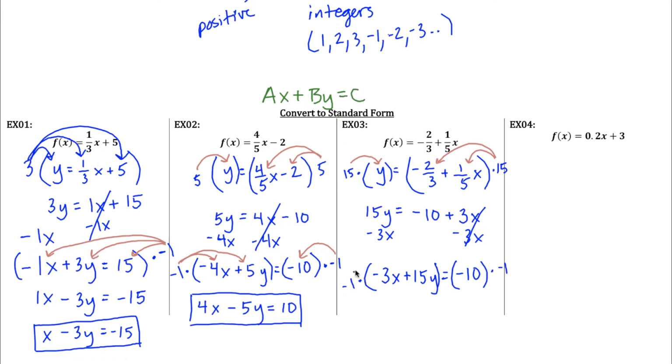Don't forget to multiply everything. So a negative times a negative is a positive. Negative times a positive is a negative. A negative times a negative is a positive. All right, cool. One more, because this one has a decimal. Let's say we end up like this.